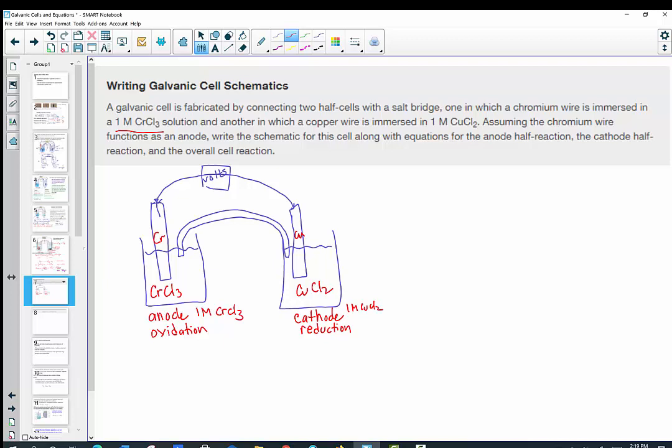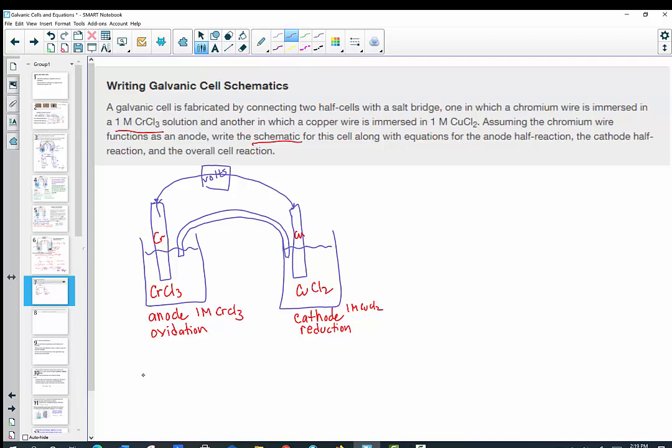Assuming the chromium wire functions as the anode, write the schematic for this cell, which is drawing this picture. When you see this, it says draw the picture, along with its equations for the anode and cathode half reactions and the overall cell reaction.